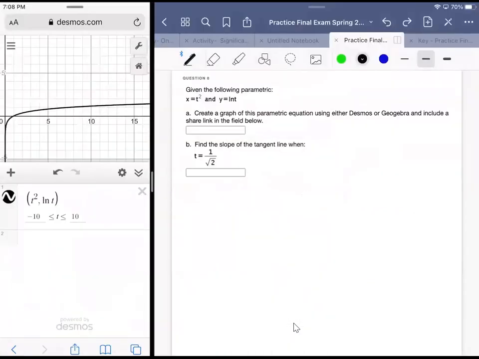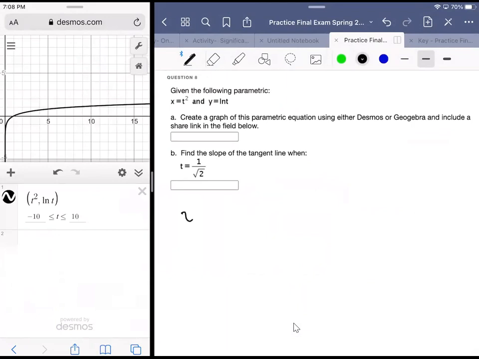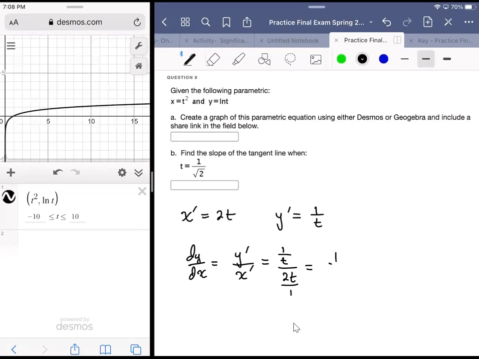All right? Now it says find the slope of the tangent line when t is equal to 1 over rad 2. All right, so what I would need here is x prime, which is 2t, y prime, which is 1 over t, all right? dy dx is equal to the y prime over the x prime. So that's 1 over t divided by 2t. If you want to clean it up, put the 2t over 1, do a little keep-change-flip, it's 1 over 2t squared.